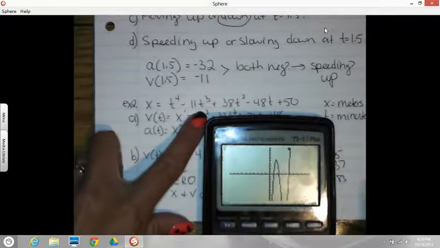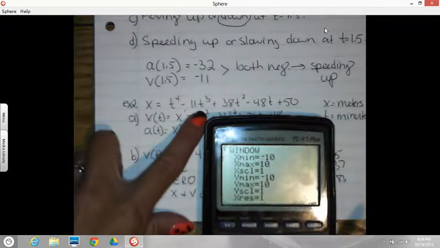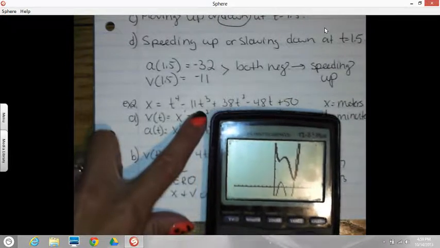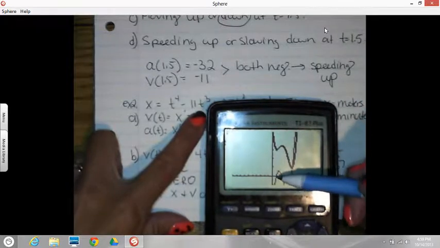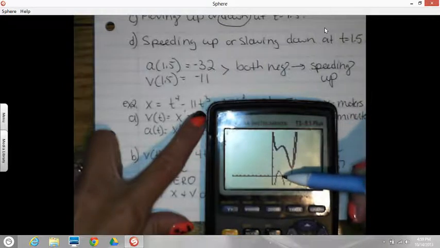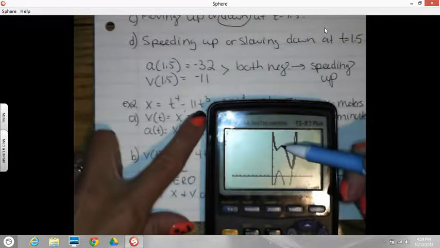Oh, that was cool. It's way up there. So it looks like we have to see up higher. Window, Y max, let's go 50. Okay, there they are. So it wants us to match this 0 with what's happening above it. Oh, look at that. This 0. Oh, look at that. And this 0.